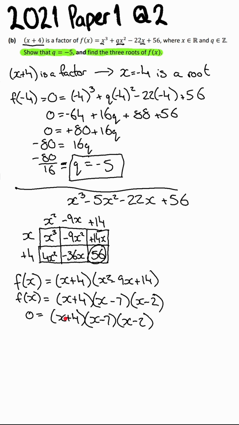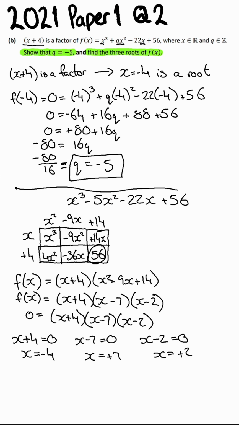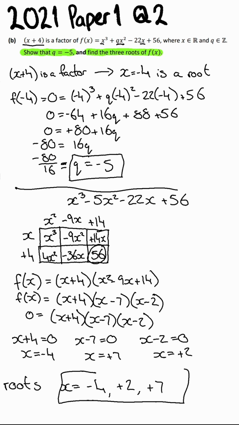So we're going to let x plus 4 equal 0. So x is equal to minus 4 is a root, which, if you look, we already got at the very start of the question. Now we do the exact same with the other two. X minus 7 equals 0, so x is equal to plus 7 is a root. And x minus 2 is 0, so x equals plus 2 is a root. So if we put them all together, the roots are x is equal to minus 4, plus 2, plus 7. And that is our second part of the question solved.